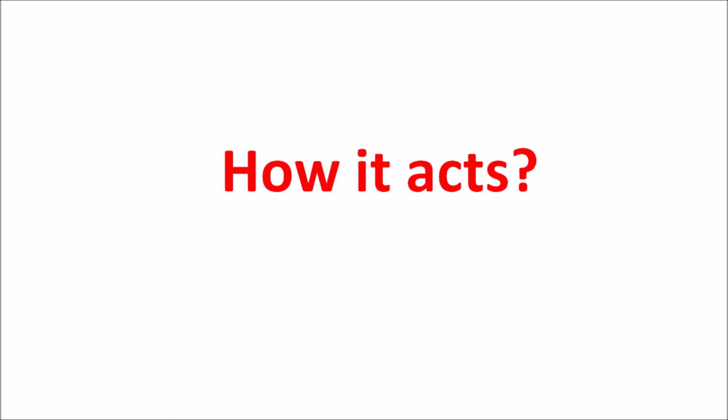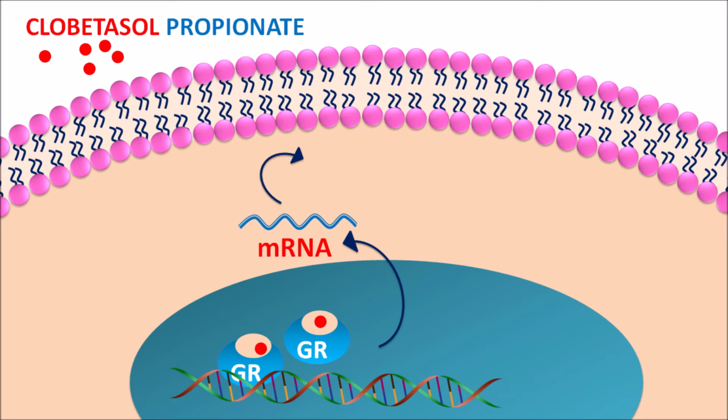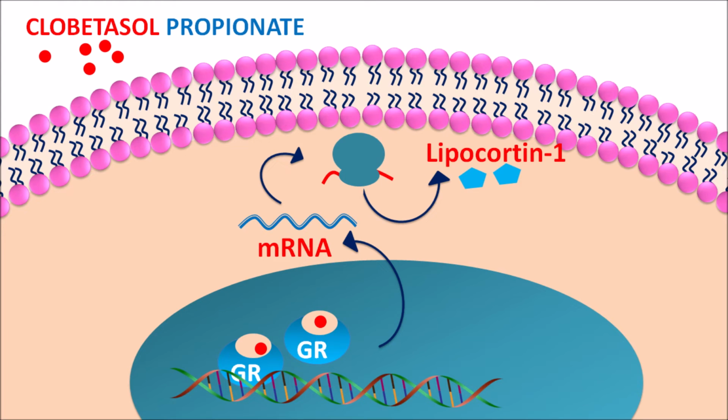Now let us see how this drug acts. Clobetasol propionate can act on the glucocorticoid receptors present in the cytoplasm. Once this drug binds to the glucocorticoid receptors, they can be internalized, where they can be dimerized to produce gene transcription. Now this gene transcription produces the mRNA, which proceeds to protein synthesis to produce various proteins such as lipocortin-1 and annexin A1. These mediators can produce an anti-inflammatory cascade, which reduces the inflammation.